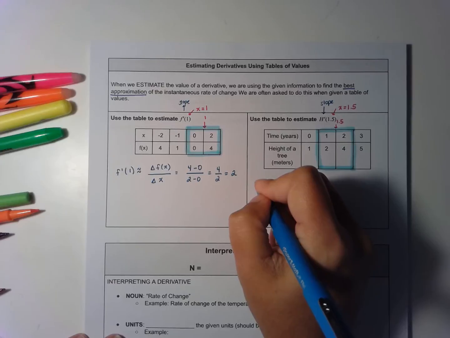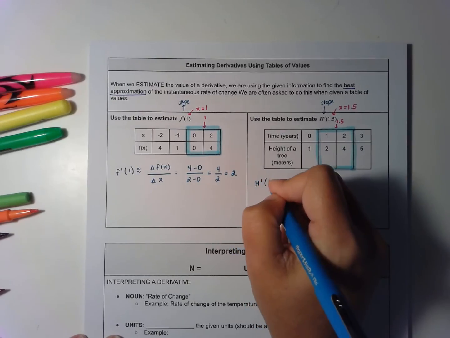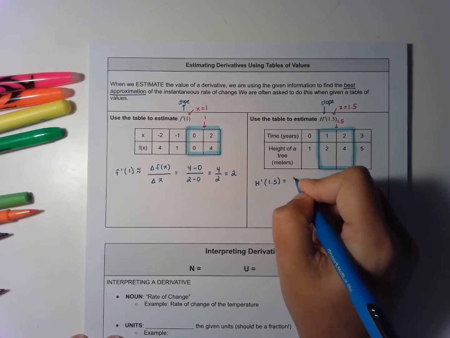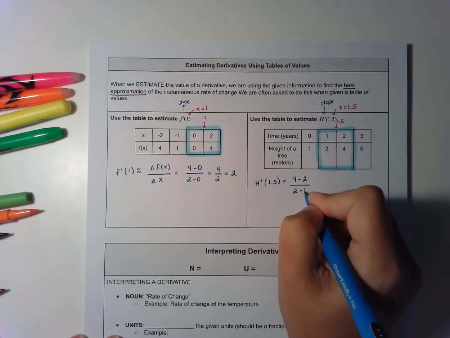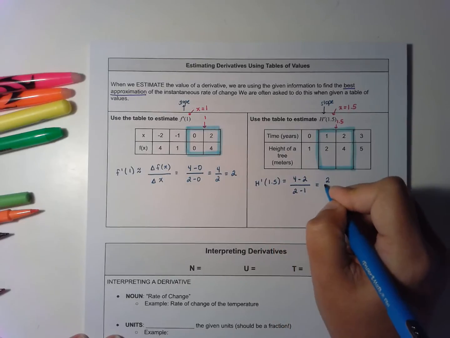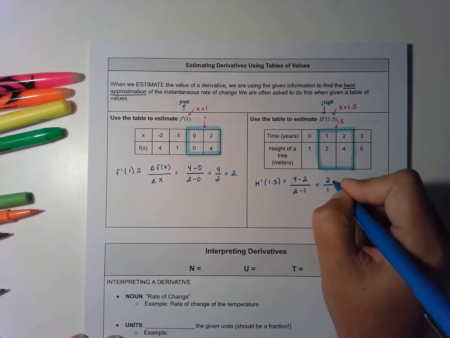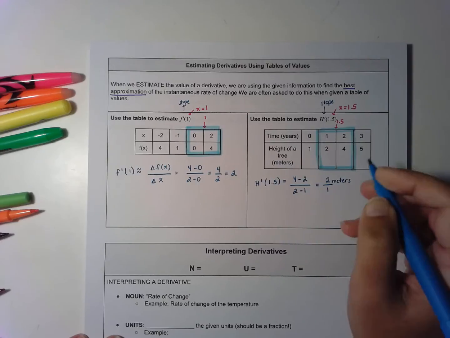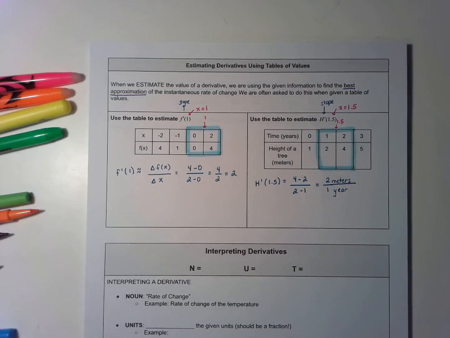So I'm going to call it my h prime of 1.5 would be 4 minus 2, the change in the y, over 2 minus 1, the change in the x, which is 2 over 1. Now my units here would be meters on the top because the change in y goes on the top, per year on the bottom because the change in x goes on the bottom.